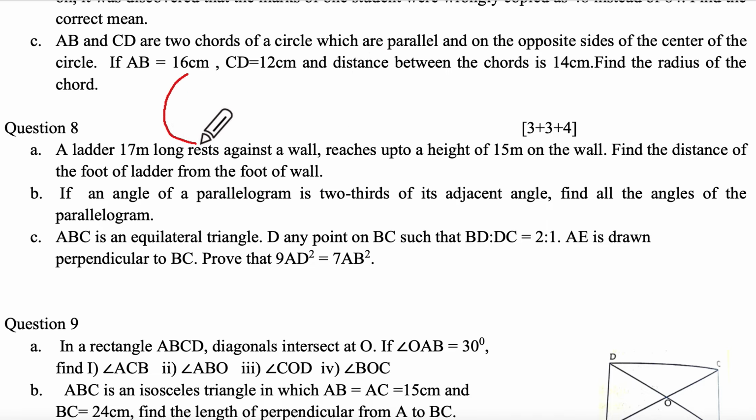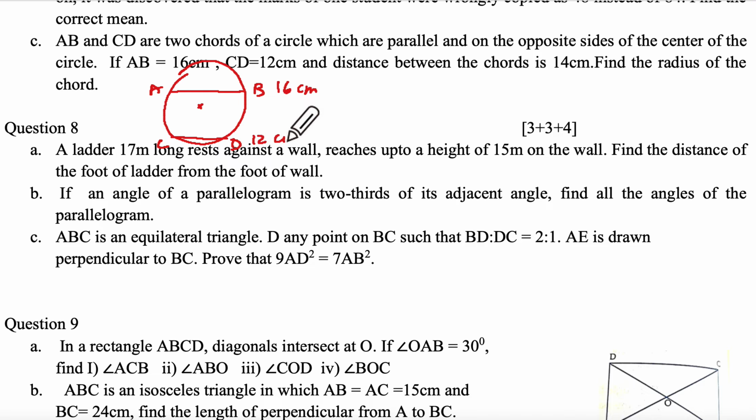Now two chords of the circle which are parallel. Didn't yesterday's paper also show the same thing? One of them is 16, so it will be here. This will be AB, which is 16 centimeter, and CD is 12, so it will be like this.